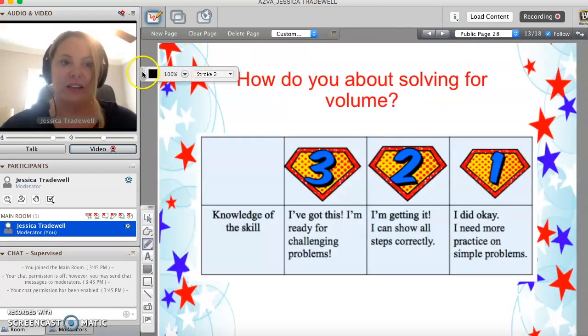Okay, we're going to do a little self-assessing right now. How are you feeling about solving for volume? 1, you did okay. You might need a little more practice on simple problems. That would be your 1. 2, I'm getting it. I can show the steps correctly. 3, you've got this. You're ready for some challenge problems. We need to move a little faster for you. Which one are you? 1, 2, or 3? You're just self-assessing right now at home. Okay, I hope you know which number you are, 1, 2, or 3.